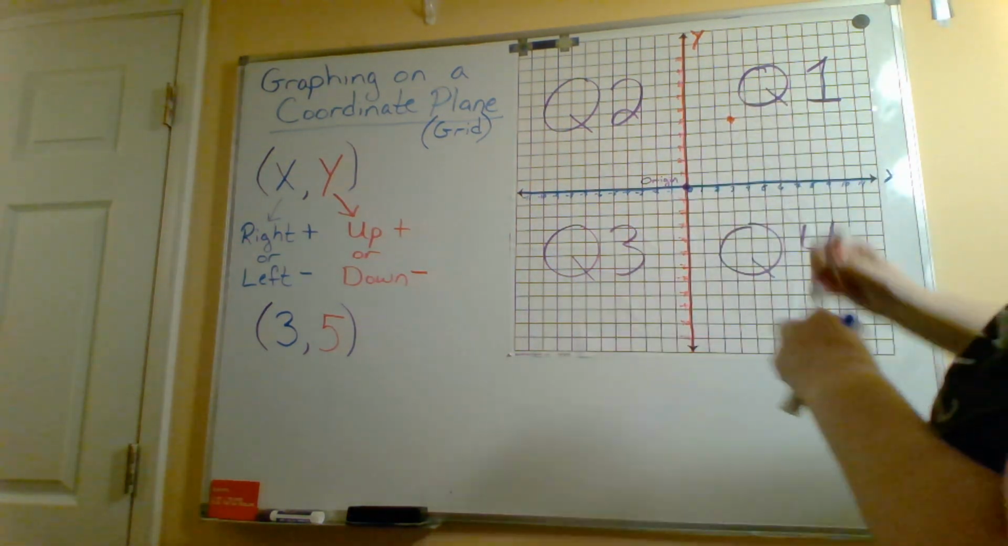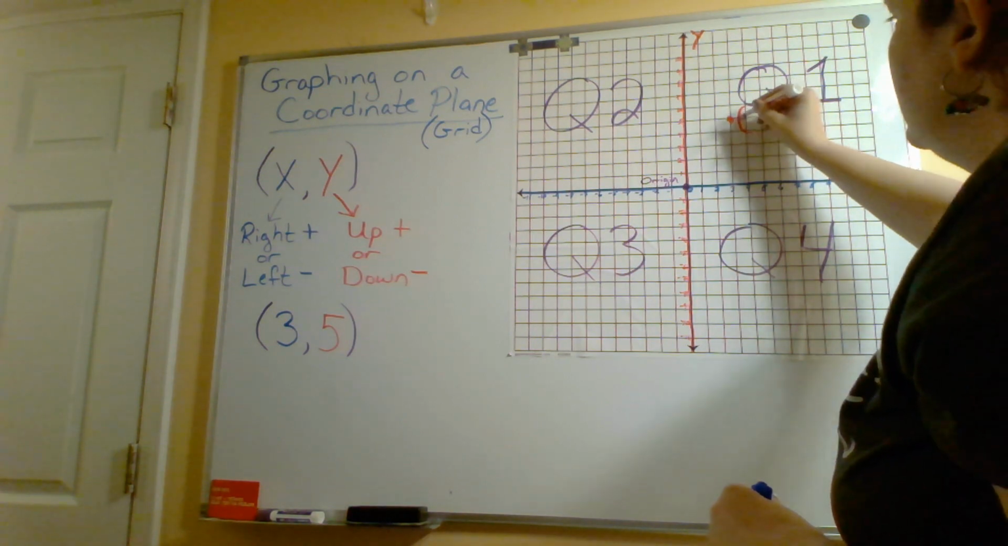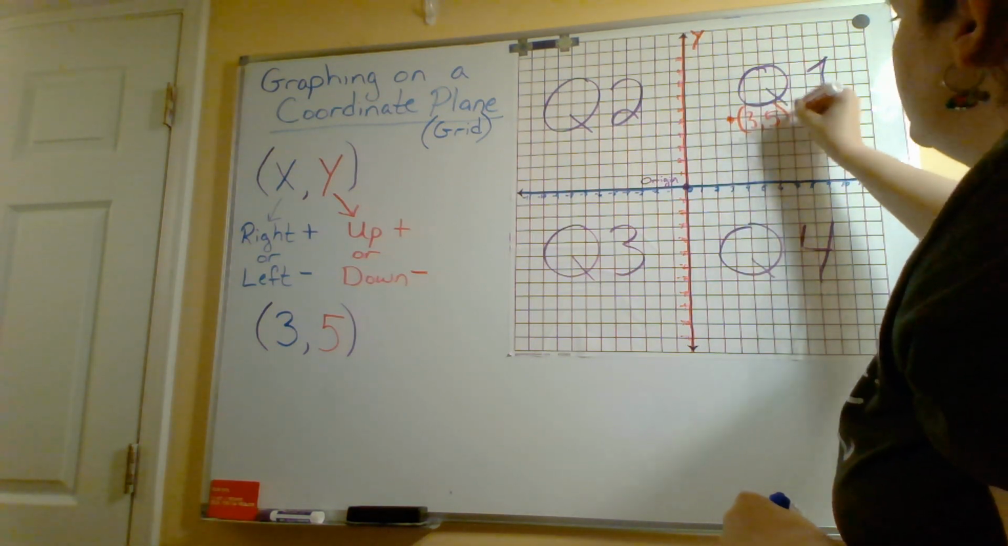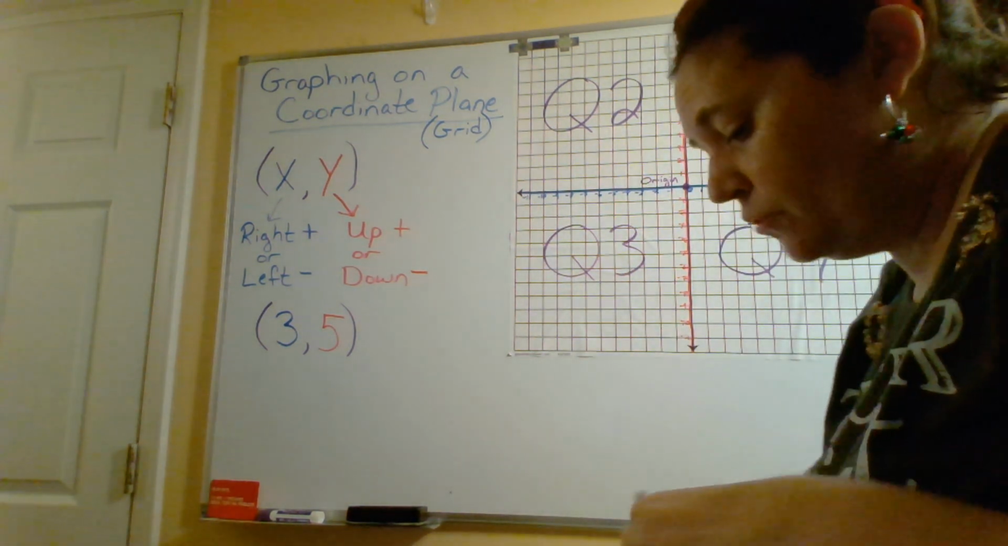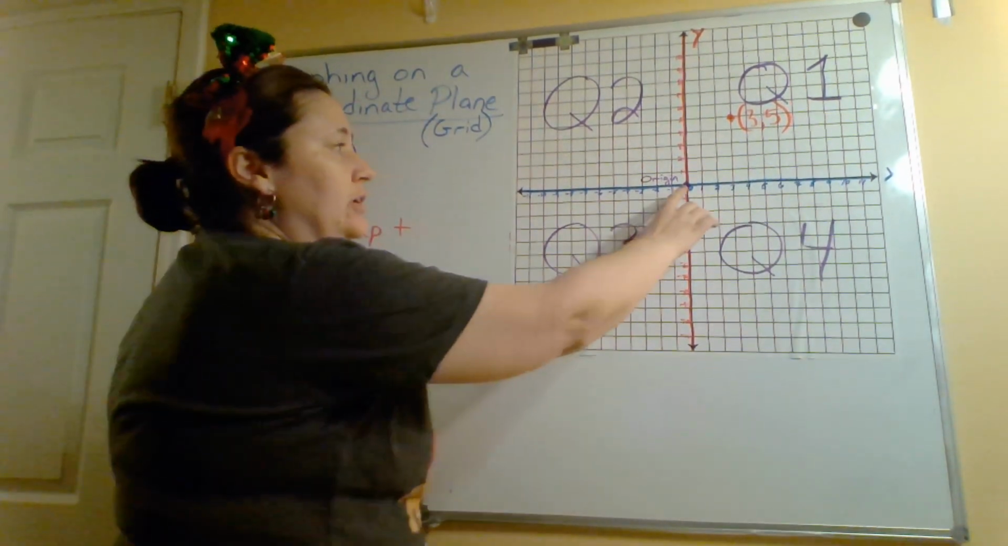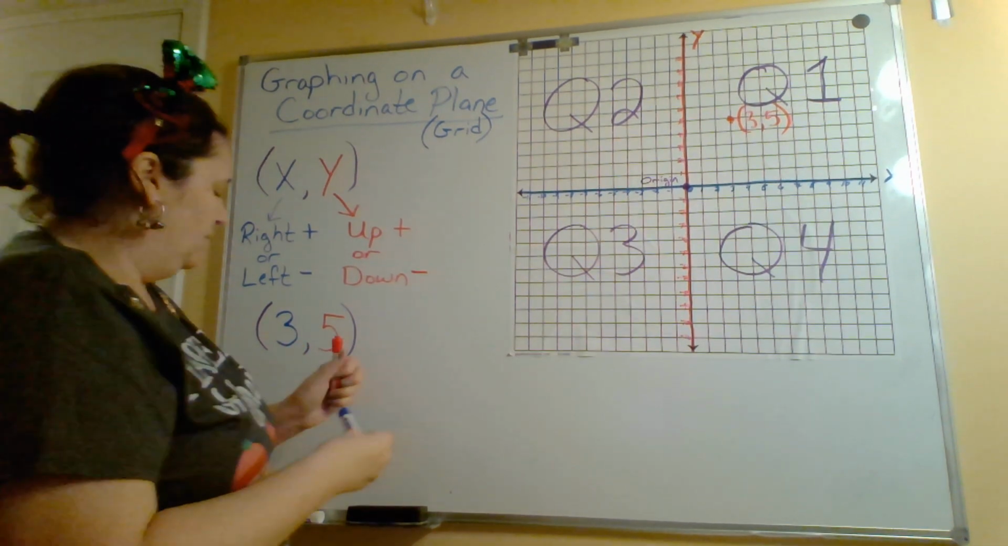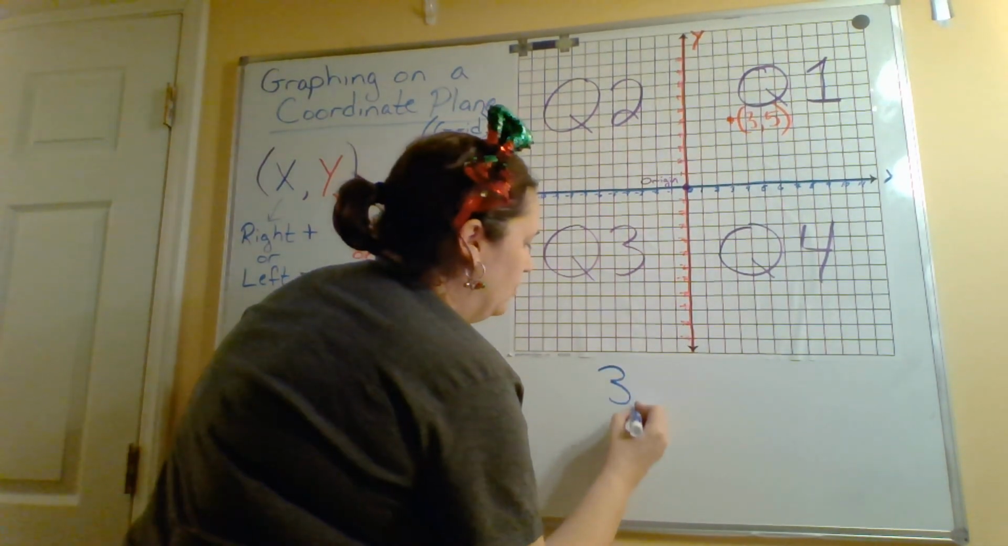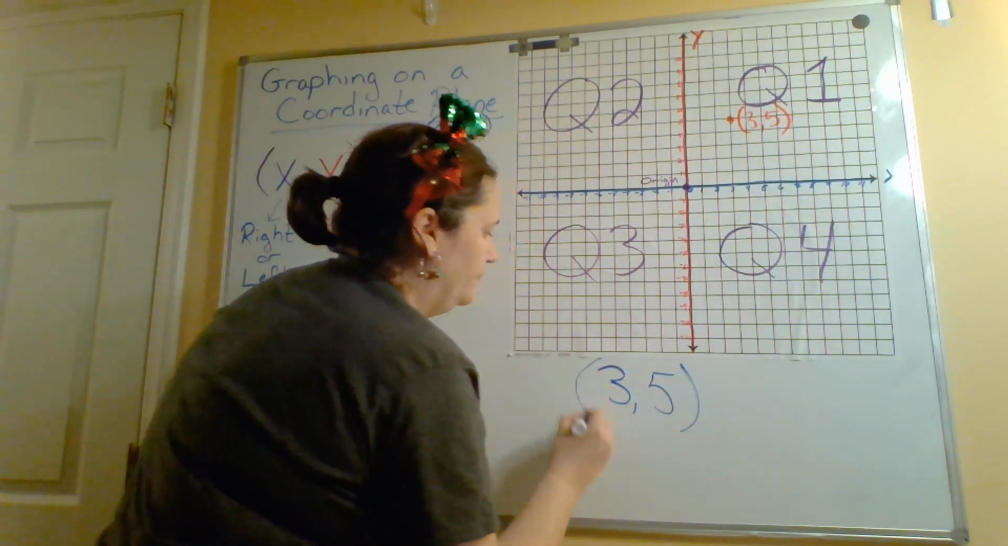That is the point (3, 5). Let me go through that one more time just to make sure you got it. You start at the origin, because my number is (3, 5). Let me write it here where you can see it.